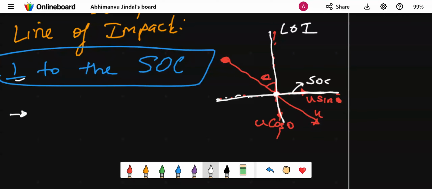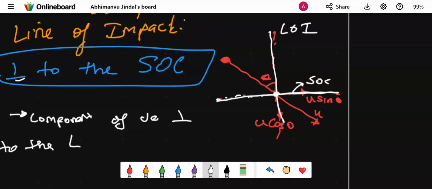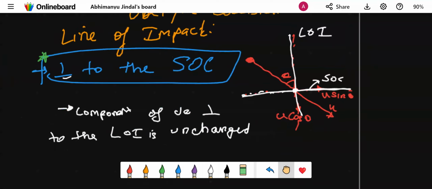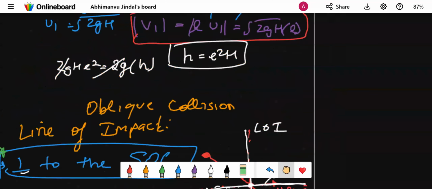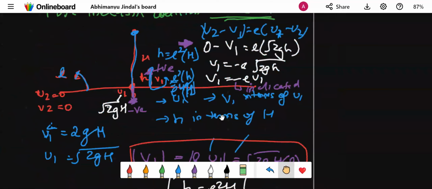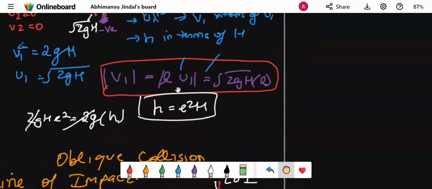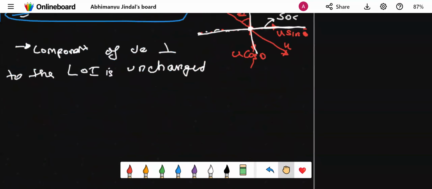In oblique collision, the component of velocity perpendicular to the line of impact remains unchanged, whereas the component of velocity in the direction of the line of impact gets changed using the coefficient of restitution law. We can use the velocity law which we studied for this collision right here, where we stated that v1 equals e times u1. We can use the same law here.